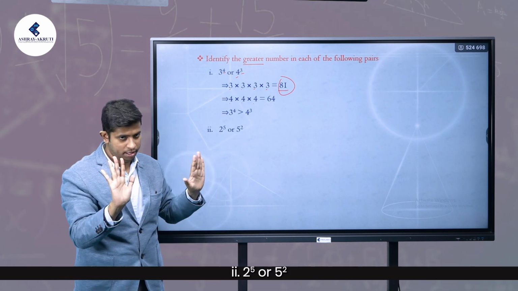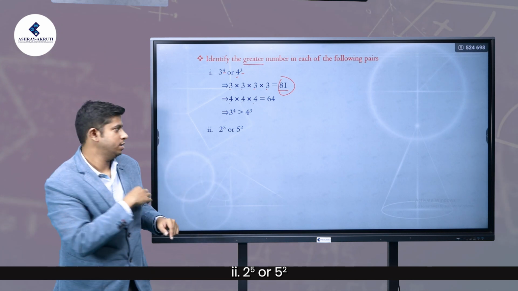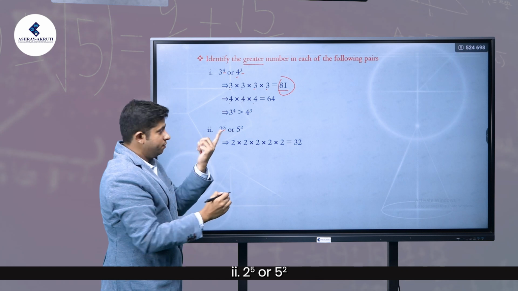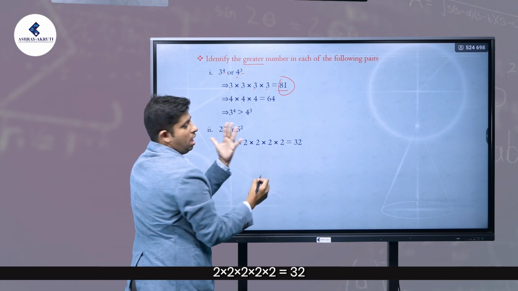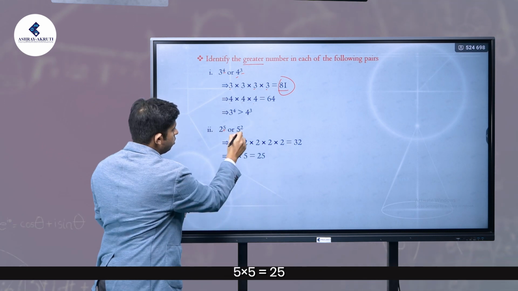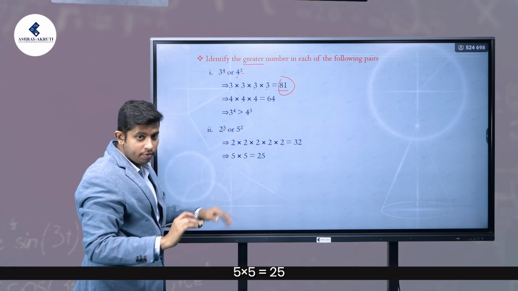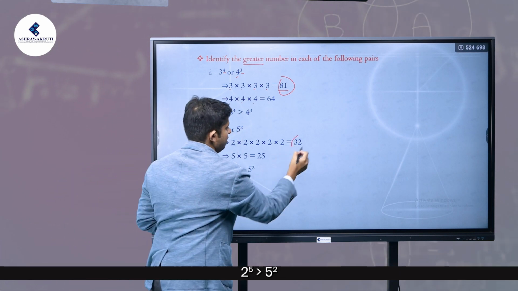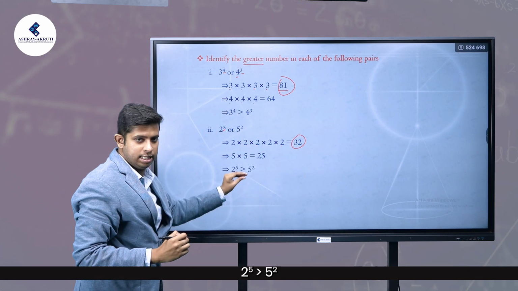Second one, 2 to the power of 5 or 5 to the power of 2. 2 into 2 into 2 into 2 into 2, which is equal to 32. 5 into 5 is equal to 25. So 2 to the power of 5 is greater than 5 to the power of 2.